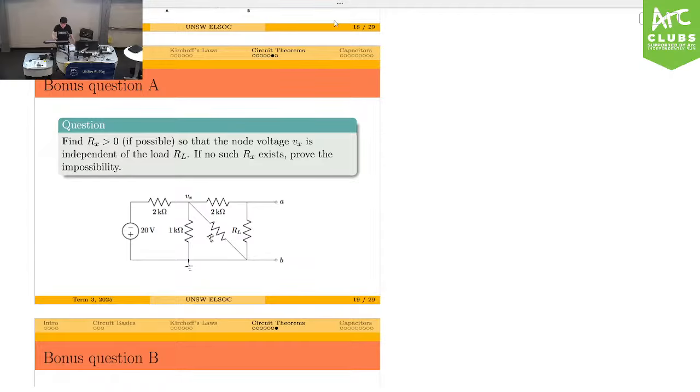So we have this circuit over here, and the bottom is ground. Is it possible for us to choose a positive Rx such that Vx is independent of RL? So no matter how we change RL, Vx stays the same. Just out of curiosity, how many of us think yes?